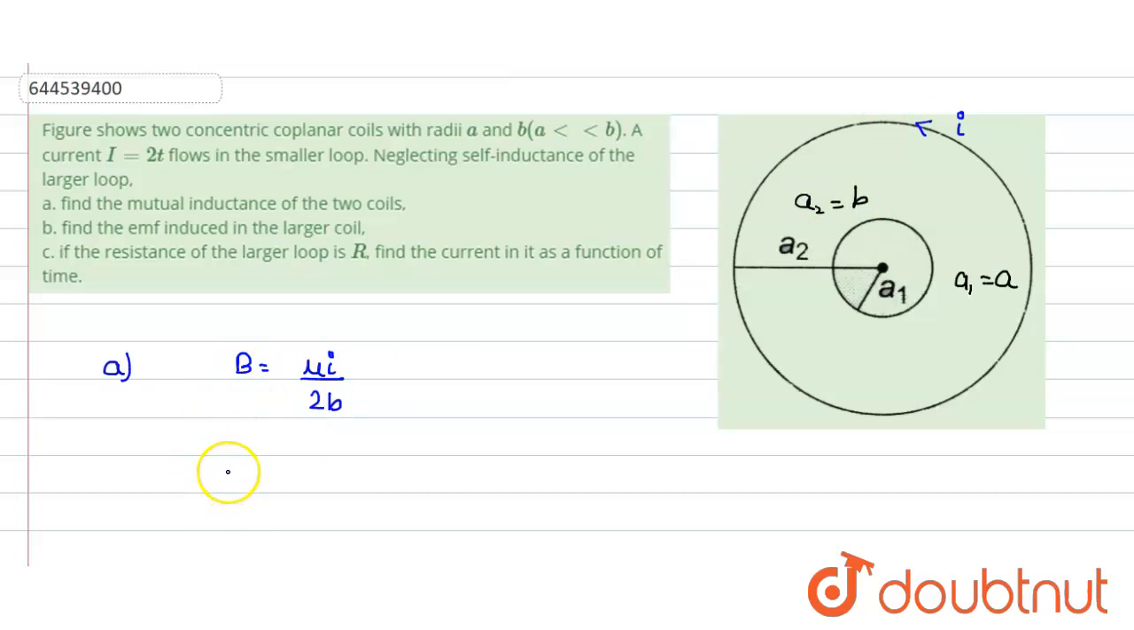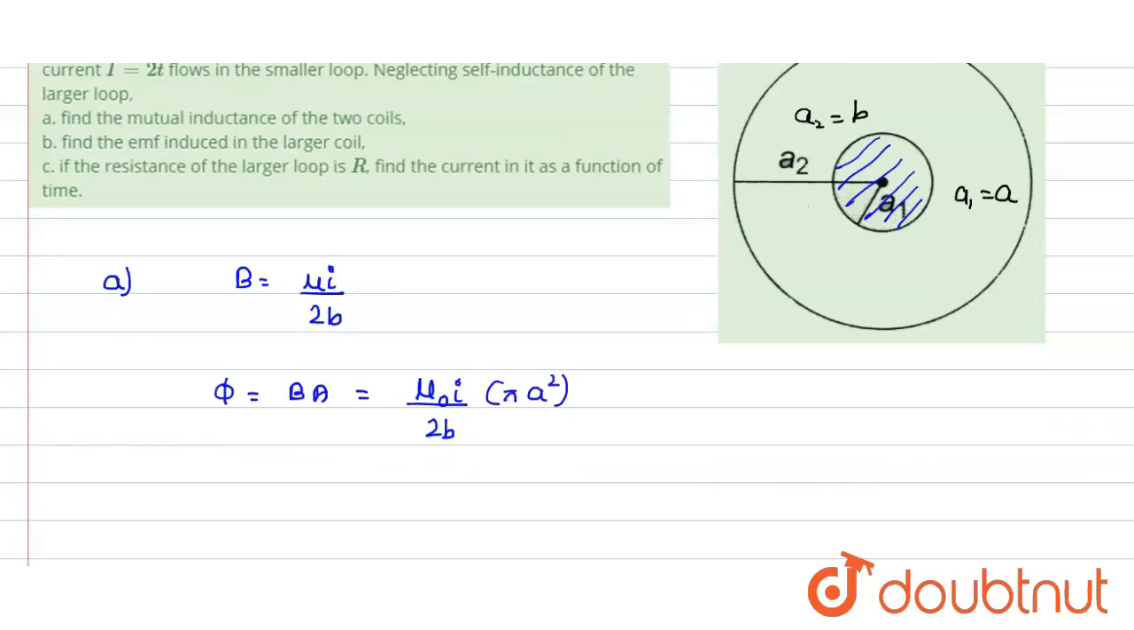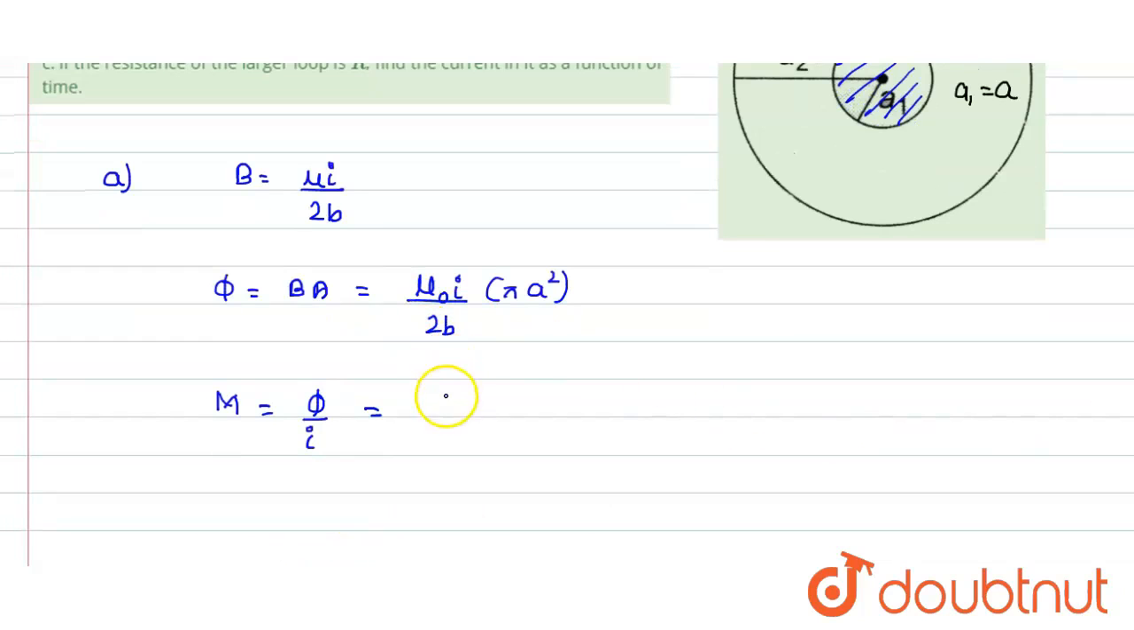So what would be our phi? We know that phi is equal to B into A. Now this magnetic field is linked with this coil. So this would be equal to mu naught I divided by 2b, and the area for this coil is equal to pi a square. Now, this is the flux which is linked with the smaller coil, so what would be the value of the mutual inductance? Mutual inductance is phi divided by I. So if we divide this expression by I, we get the value as mu naught pi a square divided by 2b. So this is the first part.